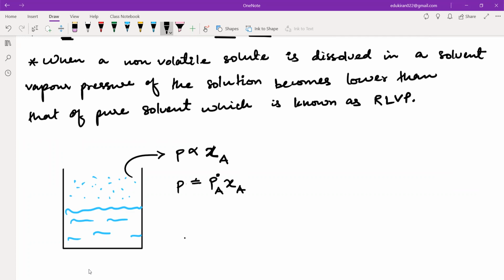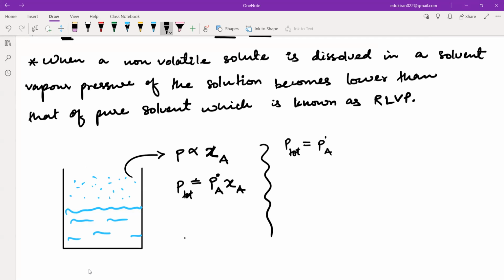Did everyone understand up to here? Yes, sir. Now it is very easy. So this is P total now. Why? Because the pressure will be only due to A, and this is the P total. You can write P total will be equal to P naught A, but we don't write chi A.